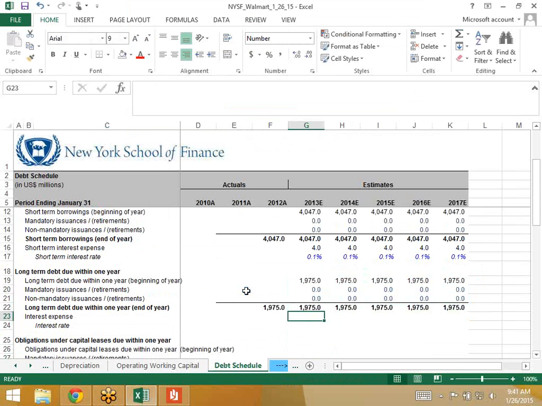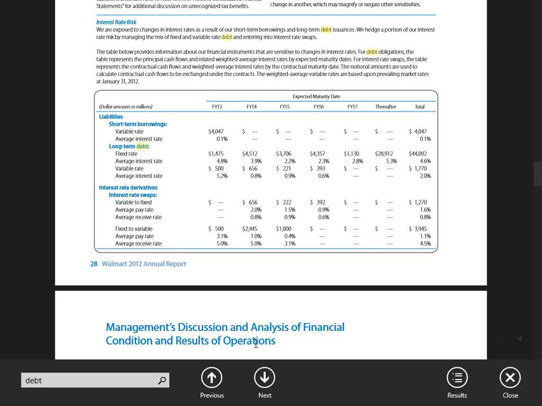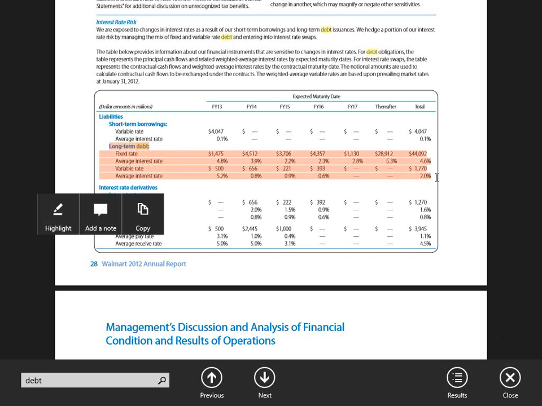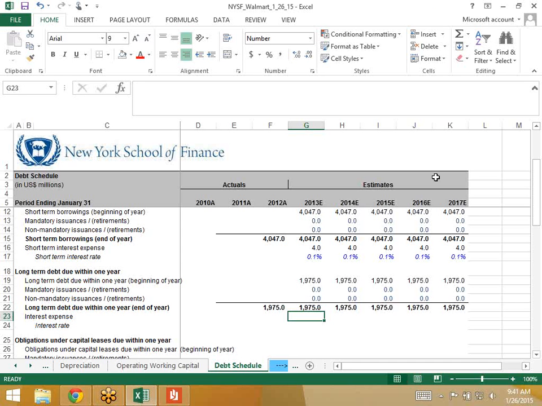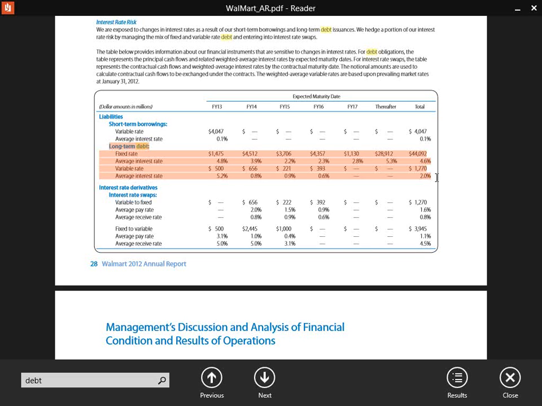So for the interest rate here, we've got to go back to that table. And this is a little tricky because here they show the long-term debt. Here's the outstanding balance, $44 billion, total, all the way on the right. On the left for 2013, remember what we're dealing with right now is just the portion of long-term debt that's due within 1 year. And it shows 1975.